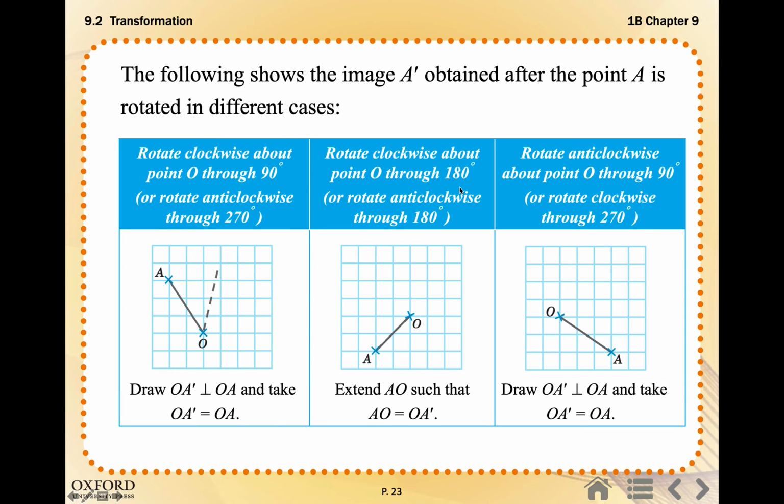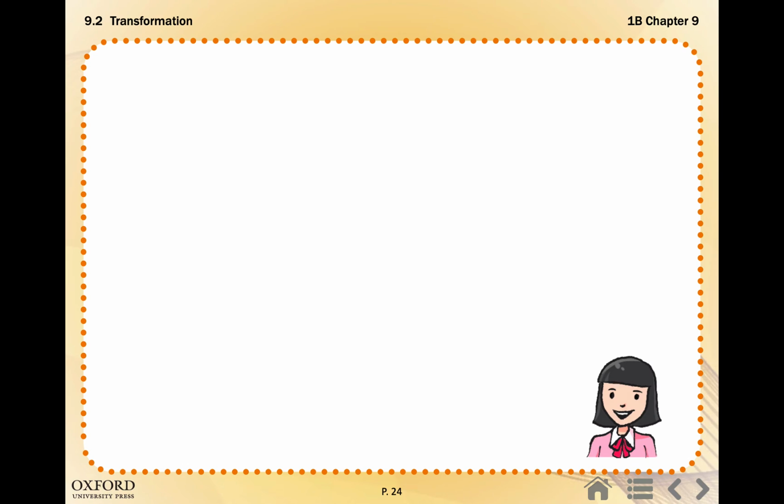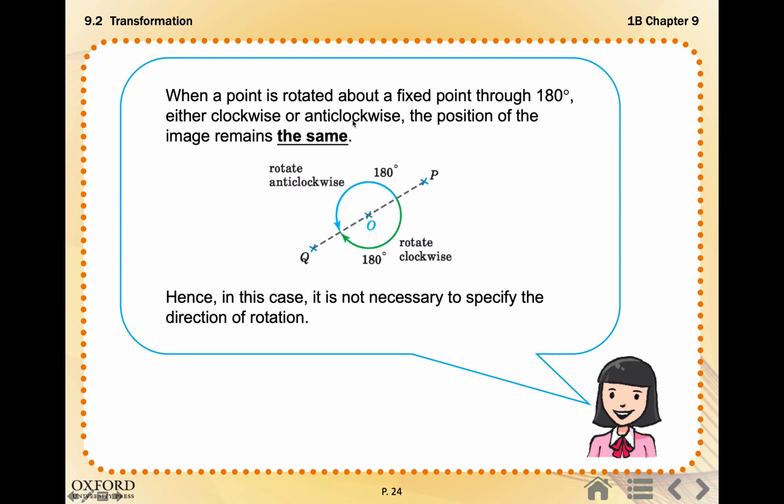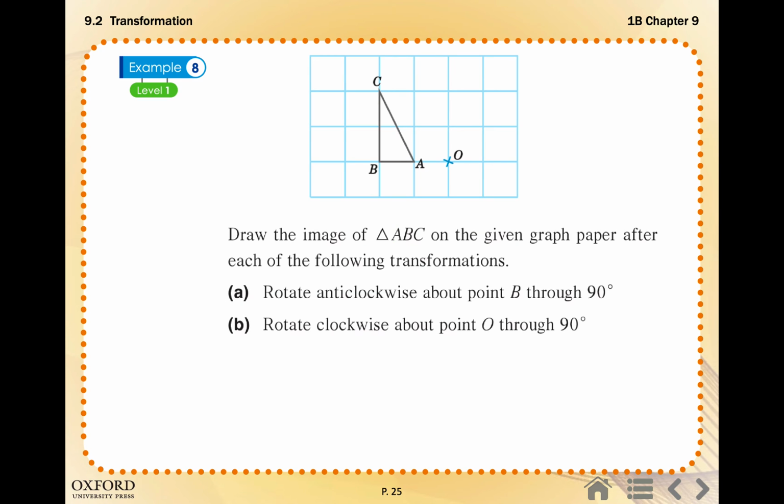But I just want to mention one point about the rotation of 180 degrees. I think you may look at the next slide here. You can see that if the rotation is about the fixed point through 180 degrees, actually in any direction, I mean clockwise or anti-clockwise, they are the same. So if the rotation is for 180 degrees, sometimes we may not mention the direction because they are actually the same. Okay, so I just want to point this out. And then let's look at some examples in the next slides.